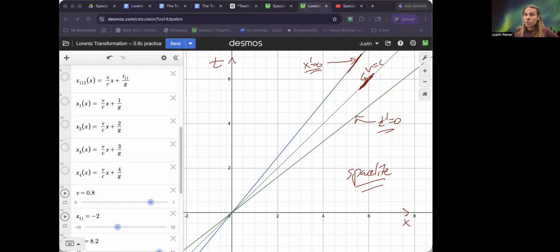If you plug t prime equals 0 into the Lorentz transformations, you get t equals 4/5 x. What does this mean? This means that this point, this point, this point, and this point all happened at the same time. They all happened according to the moving rocket or moving observer, whatever imaginary thing you want, going at 80% the speed of light.